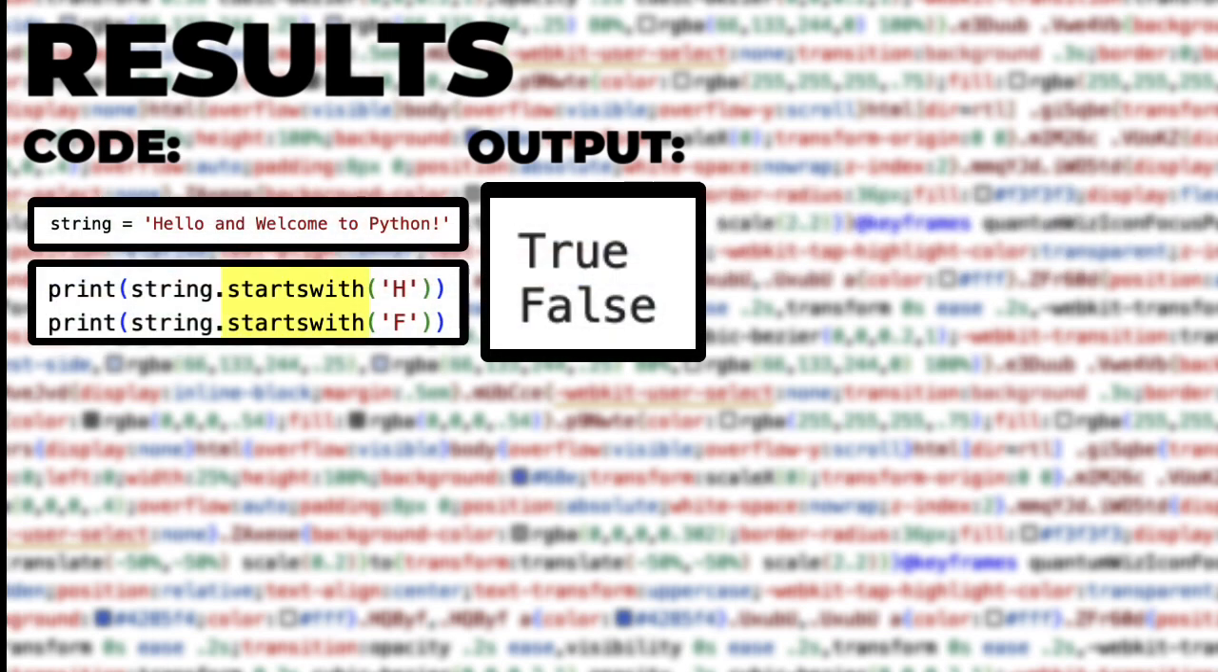Next we have startswith. This will return true if the value you give is the value at the start of the string. If not, it will return false. So for the example, we've first checked to see if capital H is at the start, which it is, so it returns true. However, F is not, so it returns false for that one.